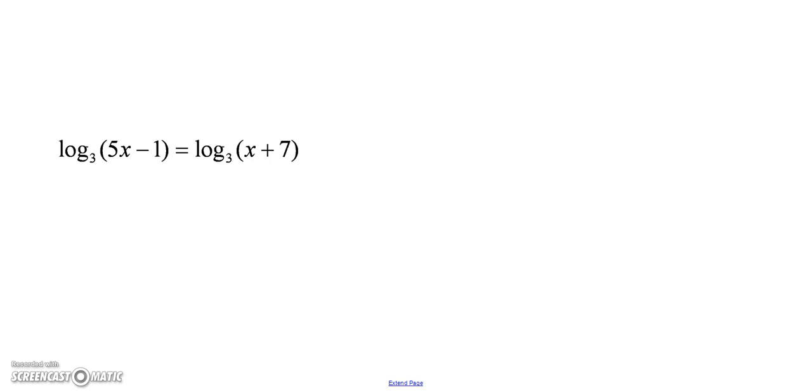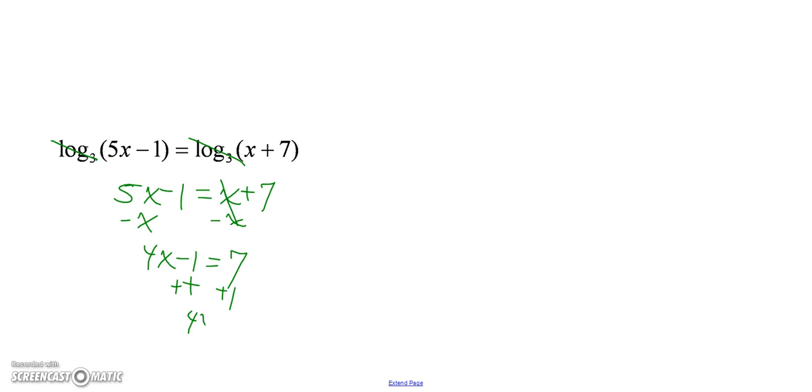You got to be careful. While you could do this by putting this from log form to exponential, that's slightly longer. What I notice is I have log base 3 of something on the left, and I have log base 3 of something on the right. Well, that means those two somethings need to be equal. So I can just solve the equation 5x minus 1 equals x plus 7. Minus x, cross out. 4x minus 1 equals 7, plus 1 both sides. 4x equals 8, so I can make the conclusion x equals 2. Final answer.